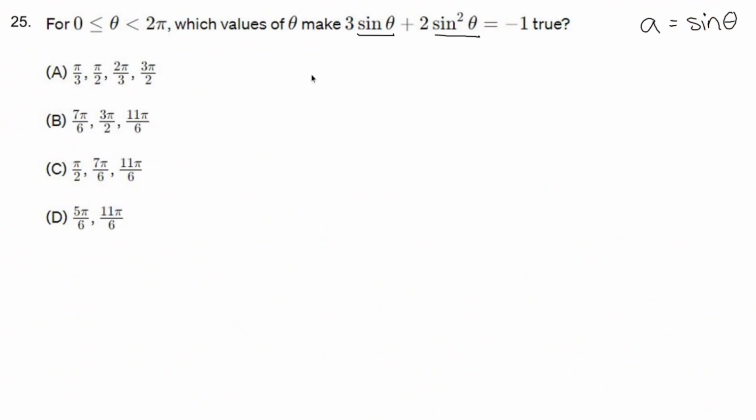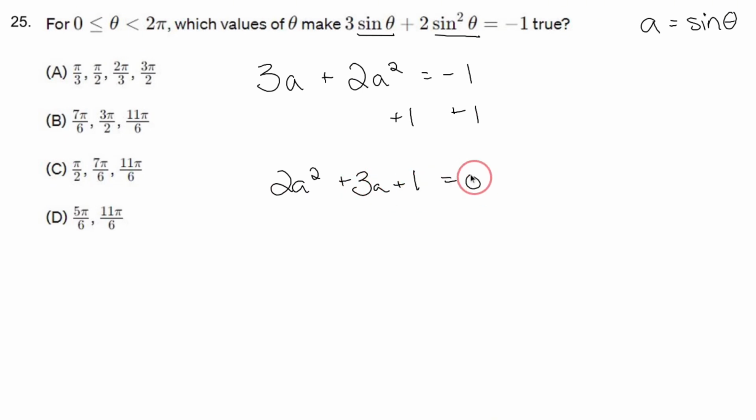You'll see. So I would write down something like 3a + 2a², that's sine squared theta, so a squared, equals -1. If I add 1 to both sides and rearrange things, you should be able to look at that and say, by golly, that is a factorable problem. I could probably factor that into (2a + 1)(a + 1) = 0. And then, of course, you double check to make sure it works, and it works.